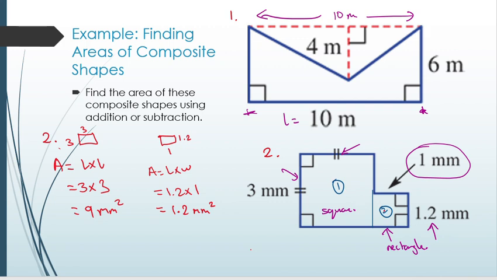Now, because these two shapes are connected together, what I'm going to do is add shape 1 with shape 2. So I know shape 1 is 9 millimeters squared, and I know shape 2 is 1.2 millimeters squared. So if I add that together, it ends up being 10.2 millimeters squared. And that's pretty much the final answer for question 2.